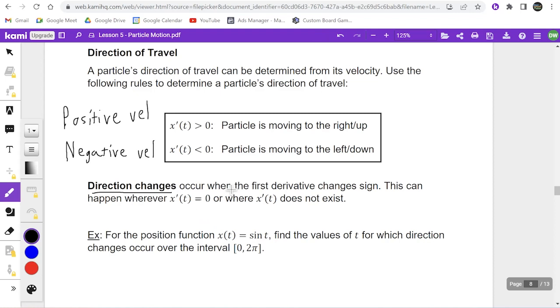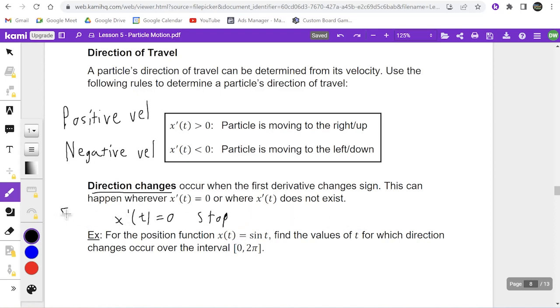The first thing you have to do if you want to turn around is you have to stop. You have to stop moving. And what that basically means is setting the first derivative equal to 0. That is what stopping means. If you have the first derivative equal 0, then you stopped. If you want a direction change, this is step number one.